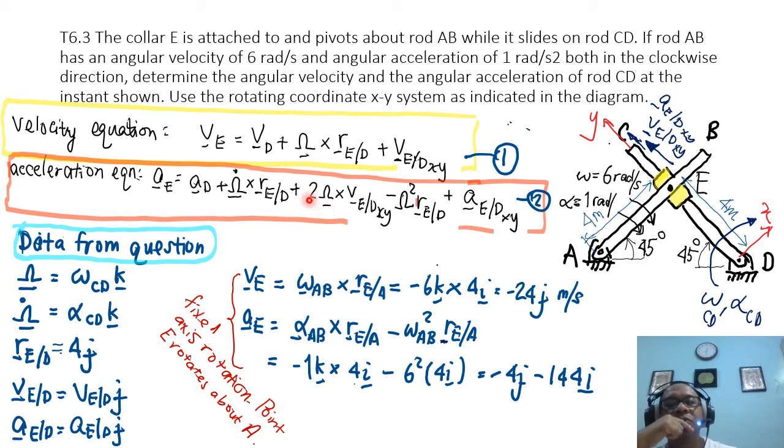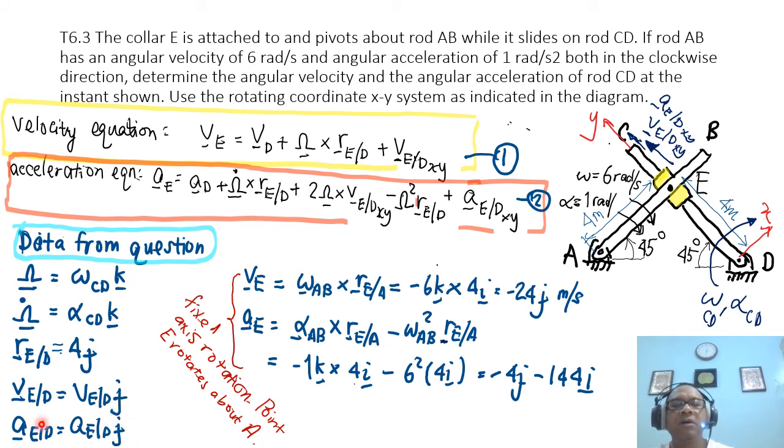2 omega. Omega also, we do not know what omega is, so we substitute it with omega CD K. And then the relative velocity, we do not know what it is, but we know the direction is in the J direction, VE relative to D. Omega square, again, we do not know, we have put it as omega CD. And the position vector we know, but alpha and the relative acceleration, we do not know. The acceleration of E relative to D in the rotating axis, we do not know that, but we know the direction to be in the positive J direction.